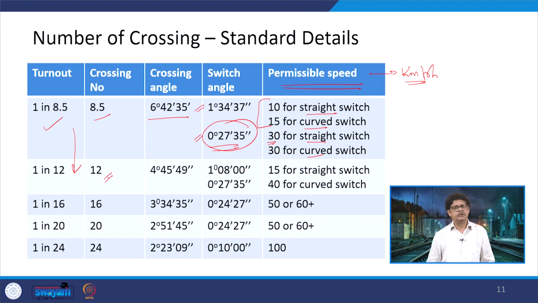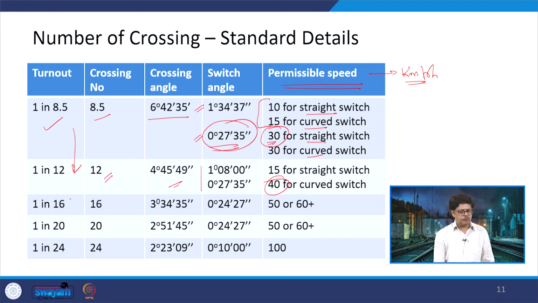Now, if we increase the turnout size, if we increase the crossing number from 8.5 to 12, obviously the crossing angle will also change. But if we again consider two conditions with respect to the switch angles, one of the switch angles, as you can see, is the same here, that is 0, 27, 35. In the previous case when it was 1 in 8.5, the speed was restricted to 30, but now it has moved to 40 kilometers per hour for the curved switch. That means there is an increase. As the number is increasing, we have discussed previously also that the speed will keep increasing.